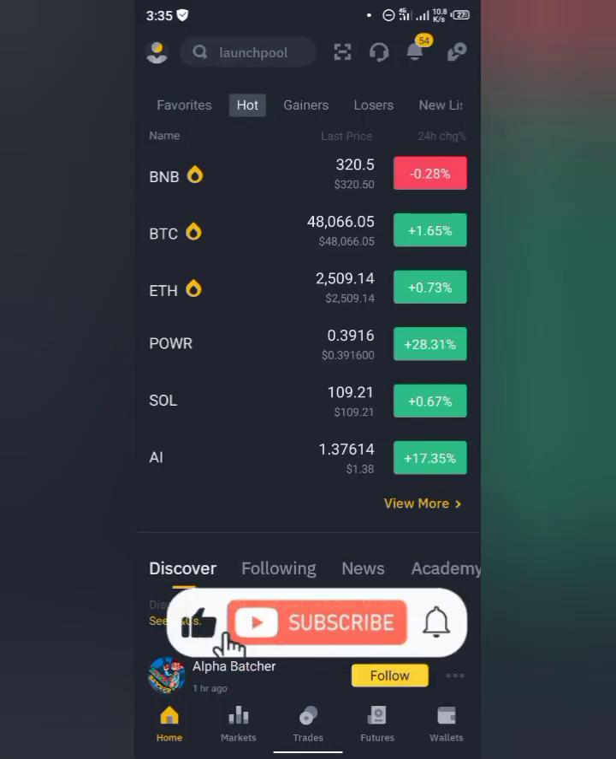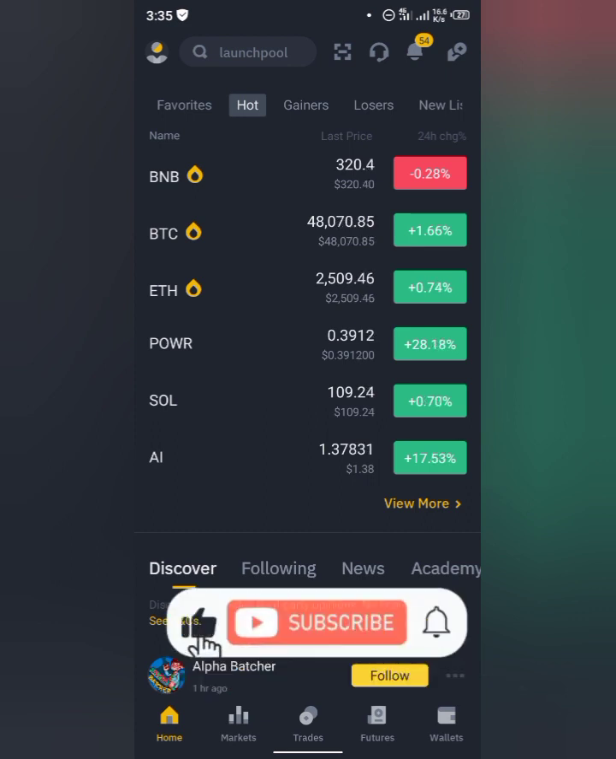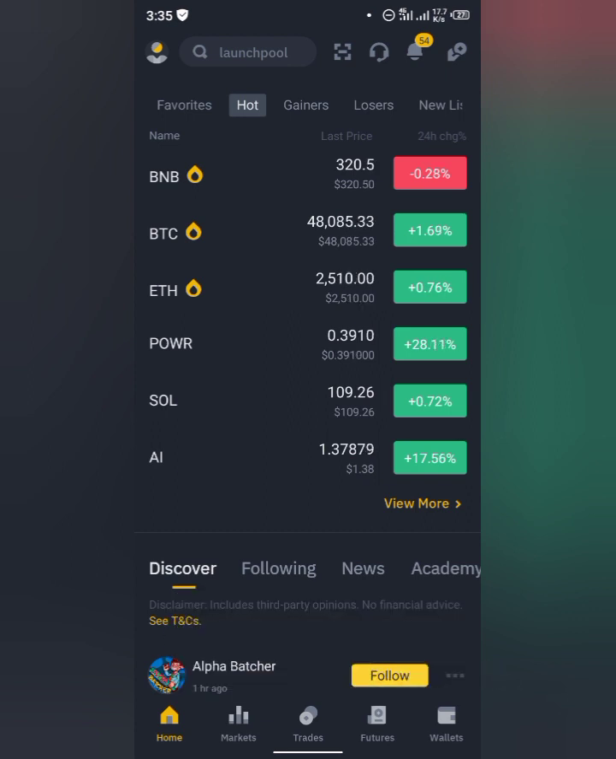So today I'm going to be showing you an easy trading strategy that you can be using for your spot trading on the Binance app, guys. I know most of you have been looking for a way to trade on your own on the Binance app. So today I'm just going to show you a little trick that you can use to be buying and selling different cryptocurrencies on Binance.